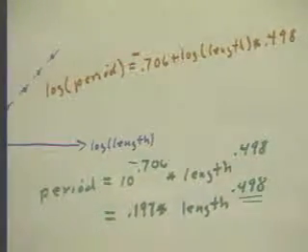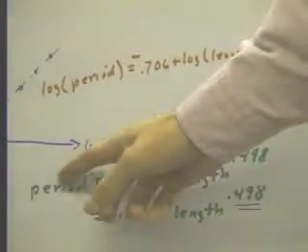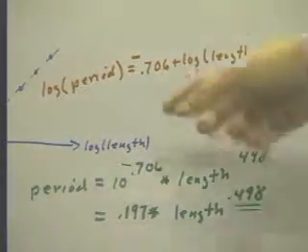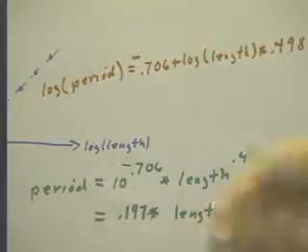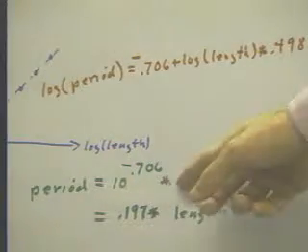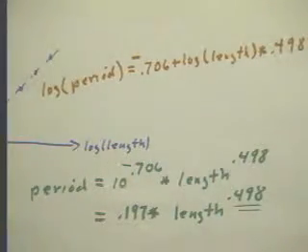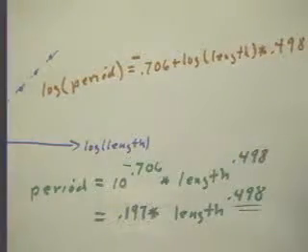In that case, we obtain, well, taking 10 to this side equals 10 to this side. We see that we're going to have the period equals 10 to the negative 0.706 times the length to the 0.498. Now, I didn't write out the details of this. We'll look at details of another solution in a minute.